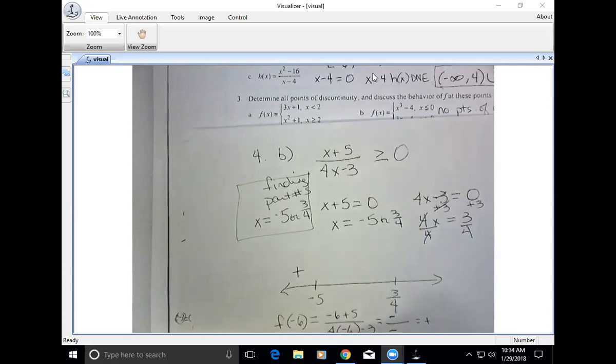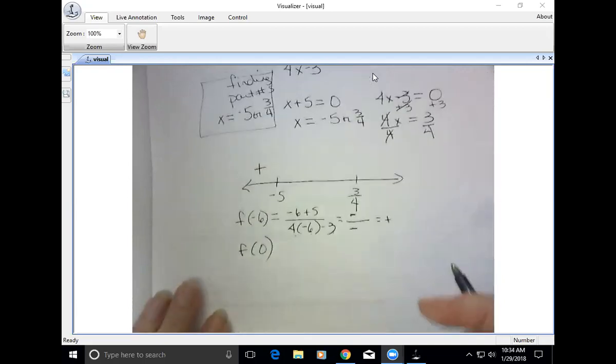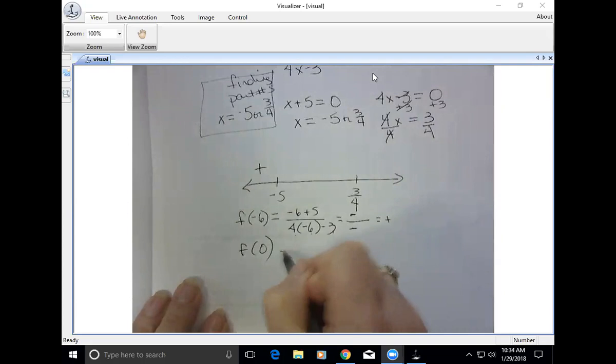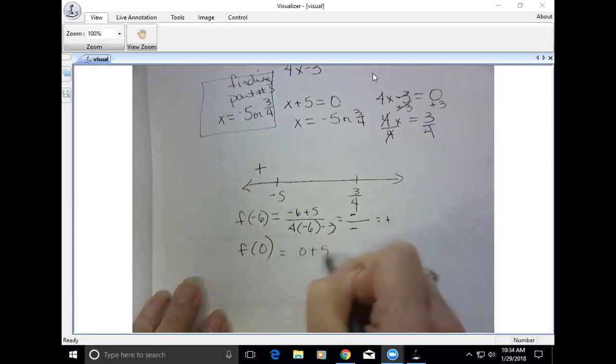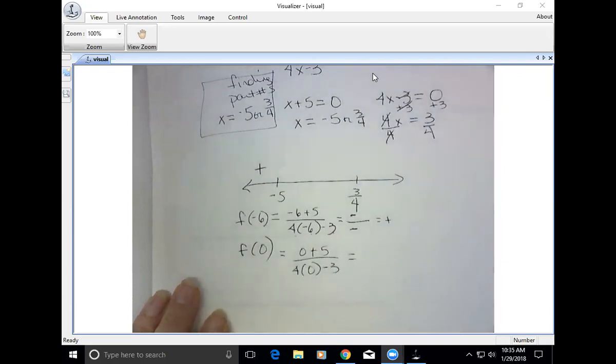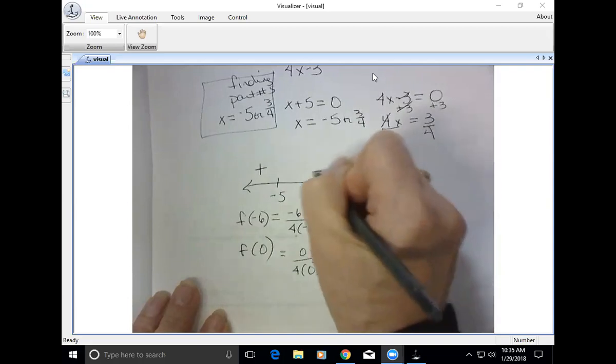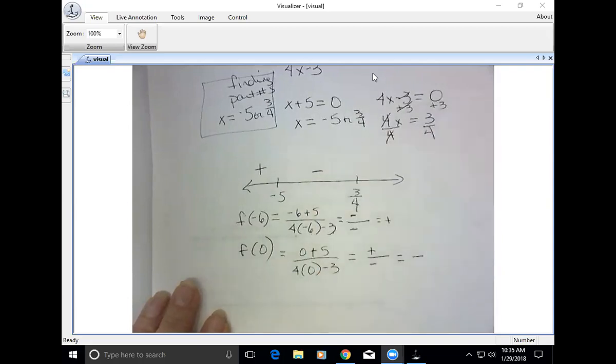Let's try 0. If we put in 0, we're going to get 0 plus 5 on top over 4 times 0 minus 3 on bottom. So what sign do I have on top? Positive over a negative on bottom. And a positive divided by a negative is a negative. So in between these two, the values are always going to be negative when I plug in.